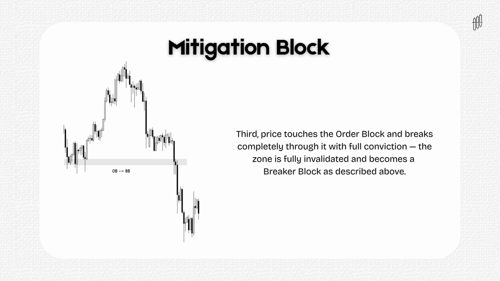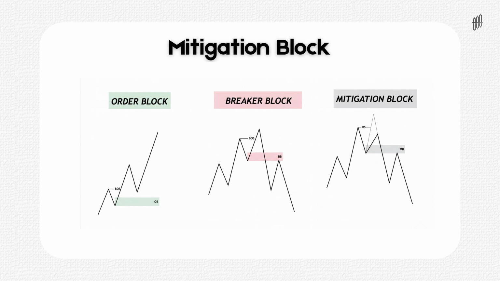The mitigation block occupies the critical middle ground between these three outcomes. It is not a clean, untouched order block. It is not a completely failed breaker block. It is a partially tested institutional zone where some orders have been consumed. The zone has been weakened relative to its original state, but residual institutional interest still remains at the untested portion of the zone, making it a tradable level with specific characteristics that differ meaningfully from a pure order block trade.